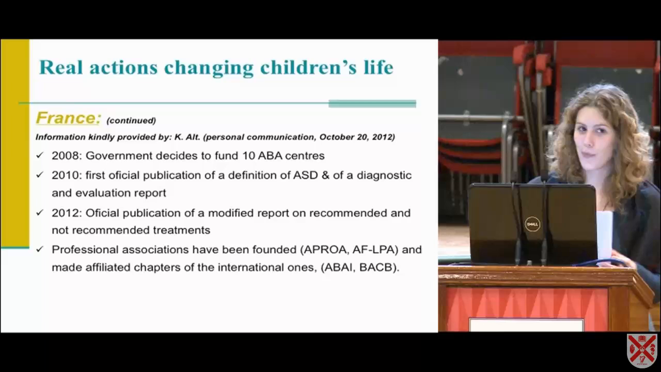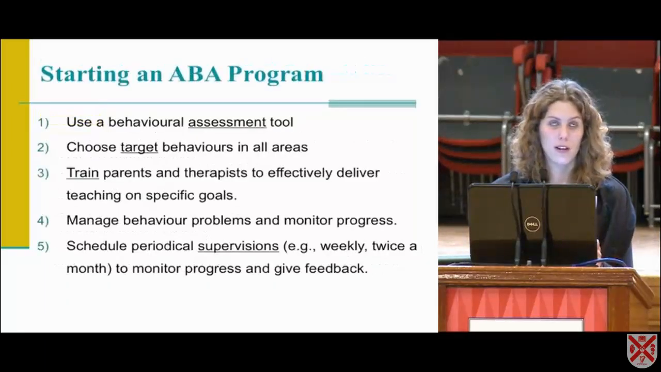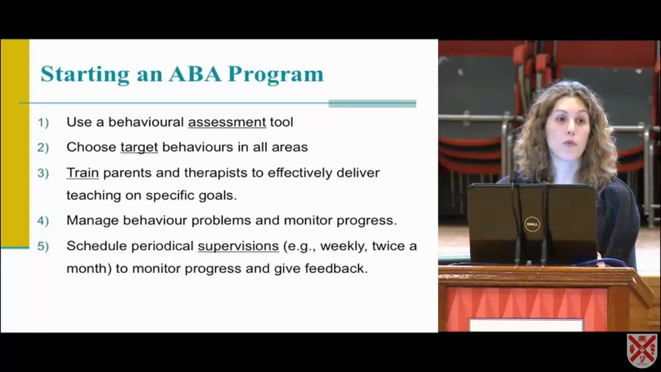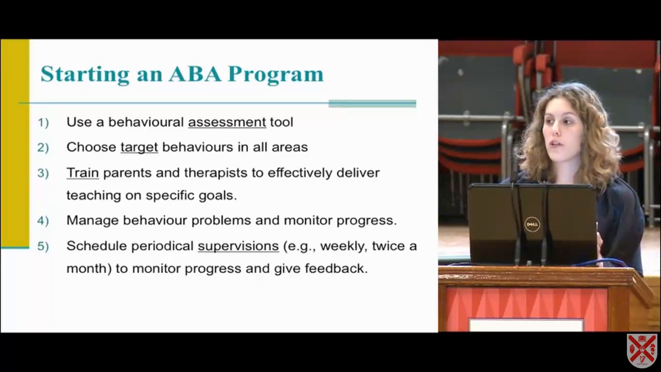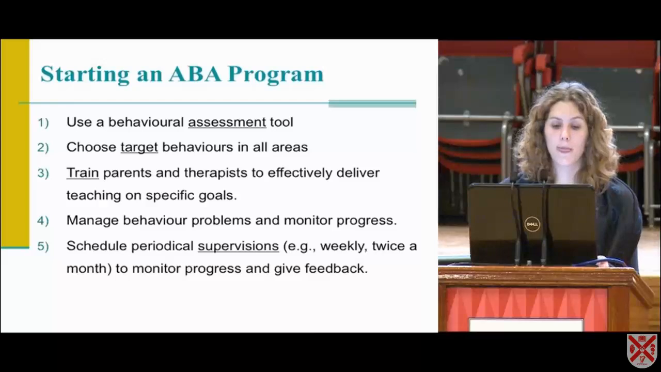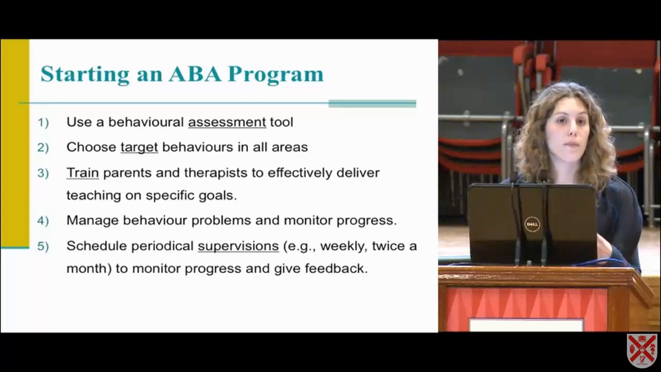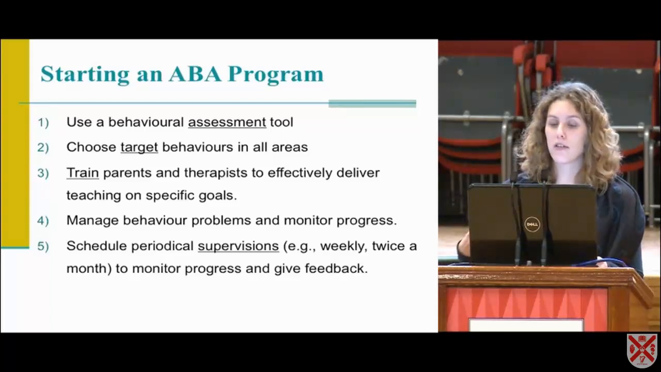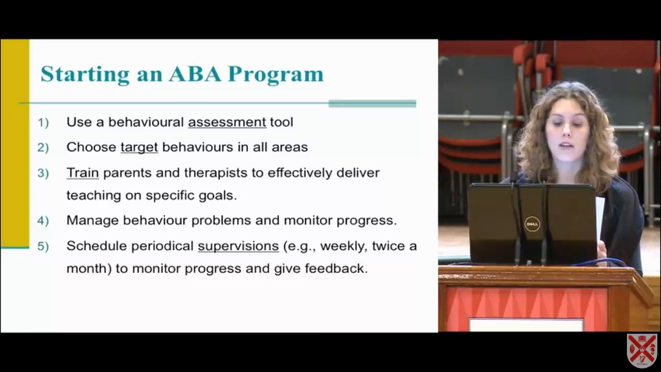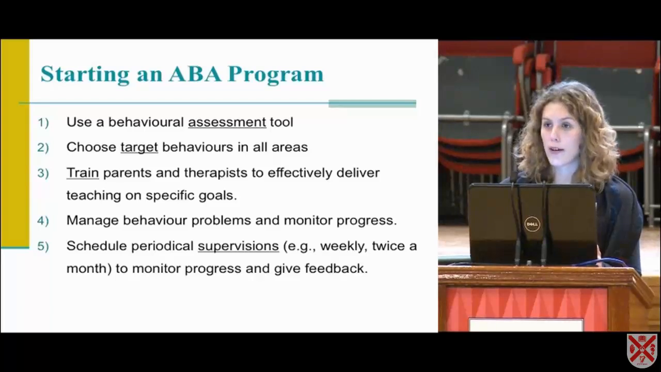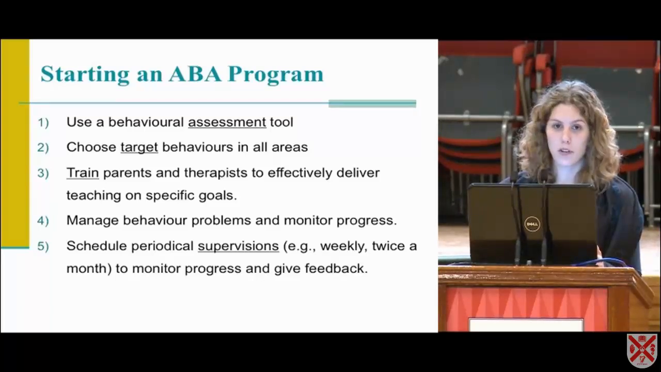So going to the nicer part about individual students with children with autism. What does starting an ABA program mean? Well, first of all, we would use a behavioral assessment tool. Then we would choose some target behaviors in different developmental areas. Then we would train parents and therapists to effectively deliver teaching on these specific behaviors or specific educational goals. We would at the same time manage behavioral problems, and we would monitor progress to see if what we're doing is being effective for this specific child. And we would then schedule periodical supervisions, for example, once a week or once a month, to monitor progress and give feedback to therapists and parents.